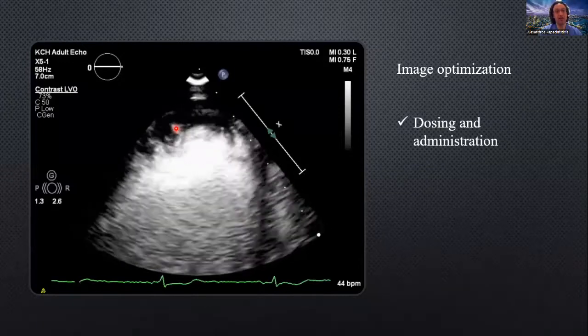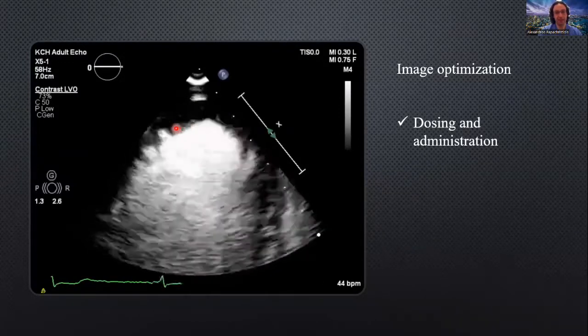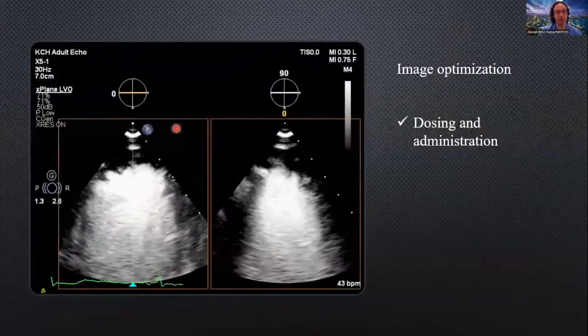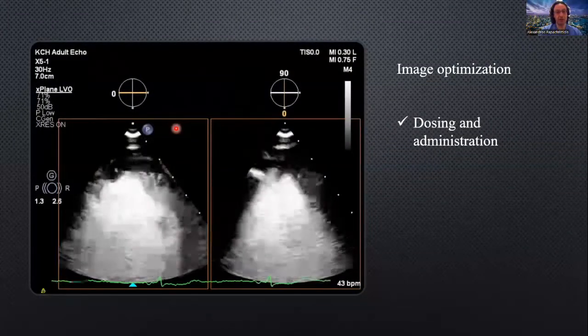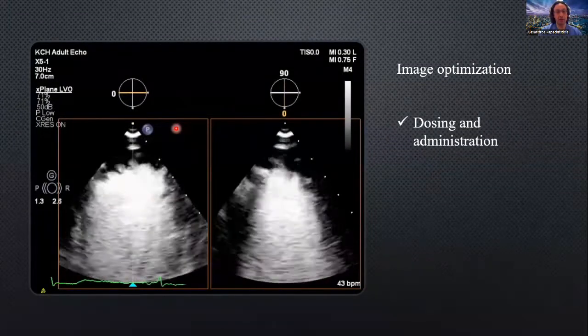Now, without changing any of the settings on the machine, just dosing and administration, with an extra dose of contrast and some slow flush with saline.